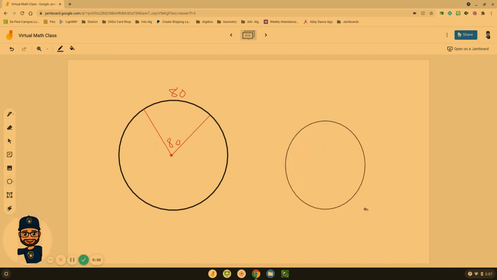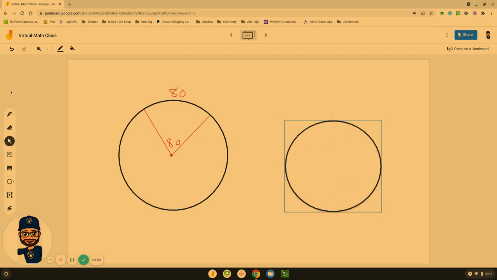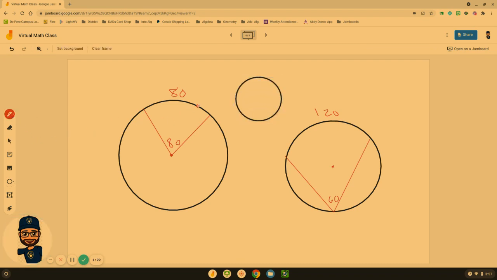Versus the inscribed angle, let's say that was our center here, but it goes something like, oops, come on, Mr. G, draw straight. Something like so. Whereas this is 120 up here, the inscribed angle down here is 60, right? It's half.